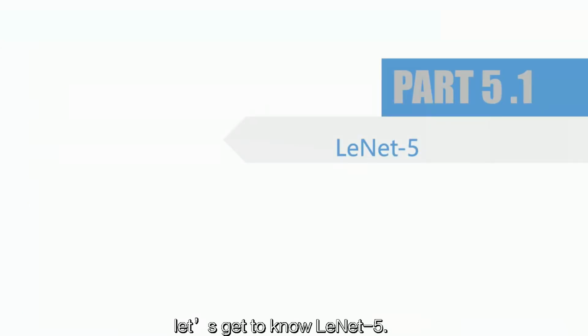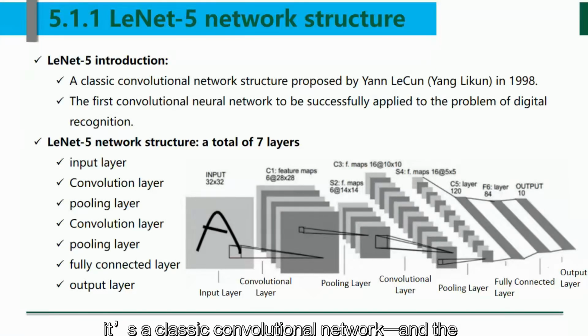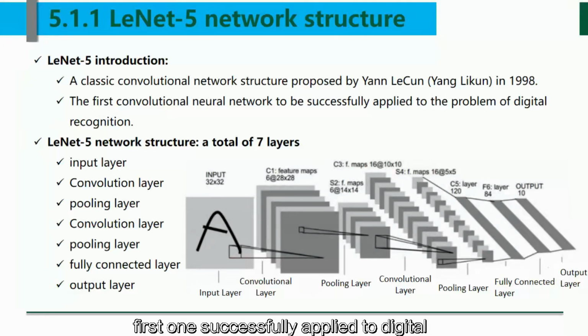First, let's get to know LeNet-5. LeNet-5, proposed by Yann LeCun in 1998. It's a classic convolutional network and the first one successfully applied to digit recognition tasks. The LeNet-5 network has a total of 7 layers, and the order is clear, starting with the input layer, then alternating convolutional layers and pooling layers, convolution pooling, followed by 2 fully connected layers, and finally the output layer. This alternating structure of convolution and pooling is the foundation of many later CNNs.